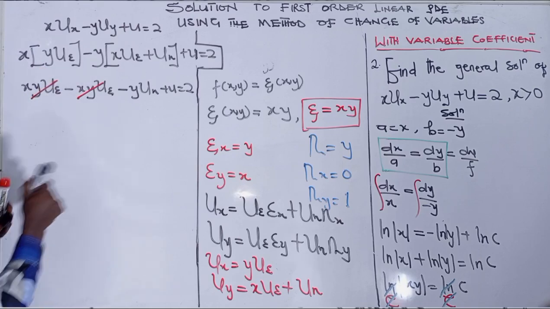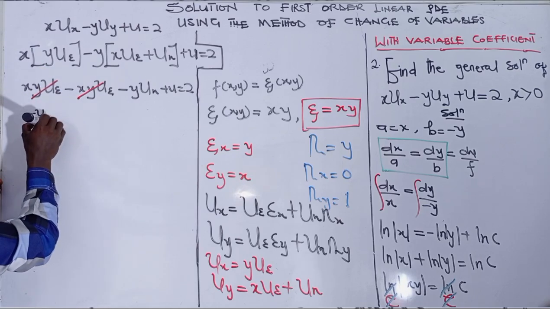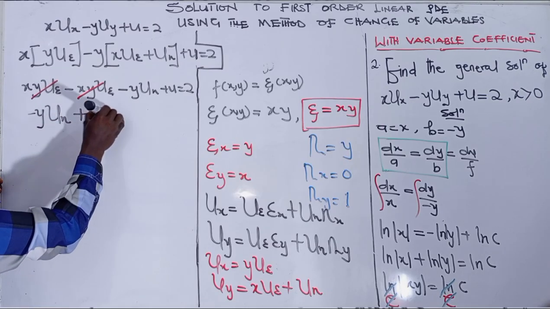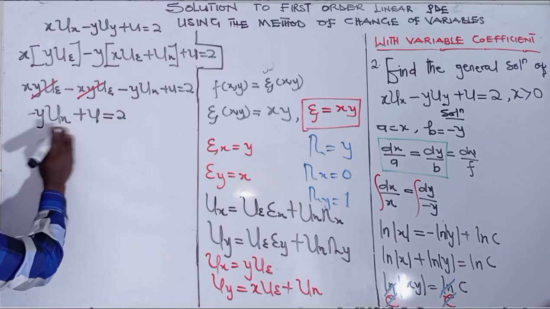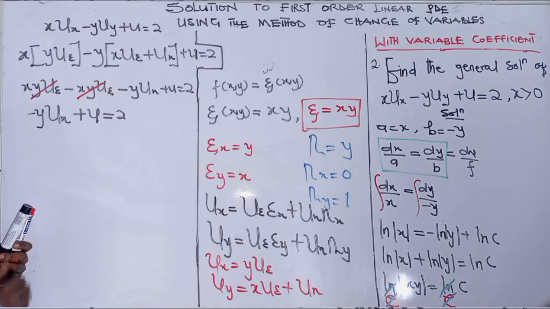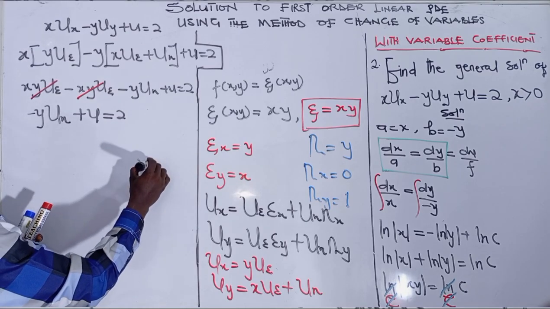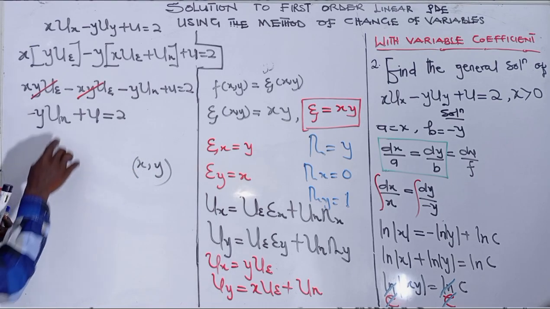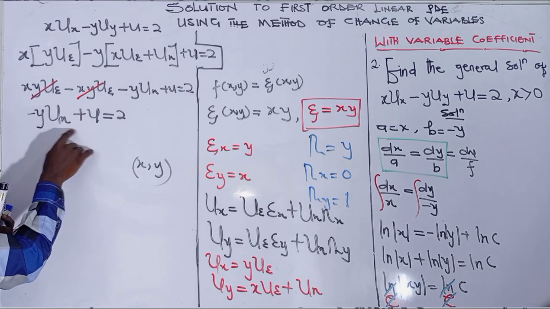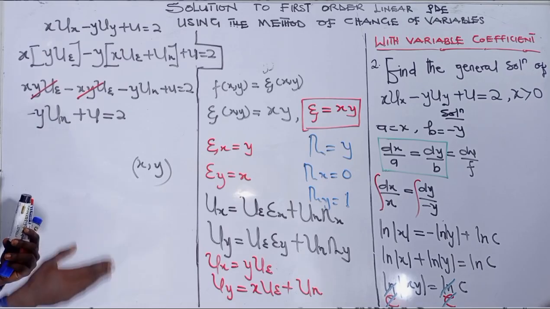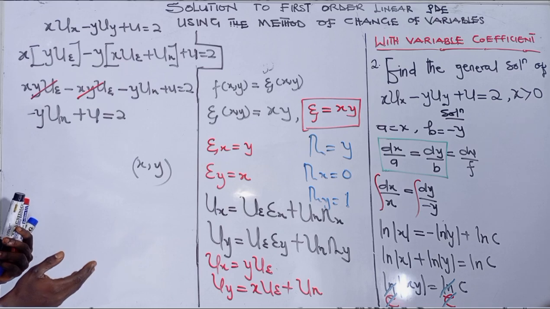We are left with what? Minus yuη plus u is equal to 2. Very, very interesting. So at this very point, we don't want to see any independent variable x and then y in this equation because we are dealing with the ξ and the η. So it means that wherever we see y, we make sure that we plug in either ξ or η, and then wherever we see x, and so on.